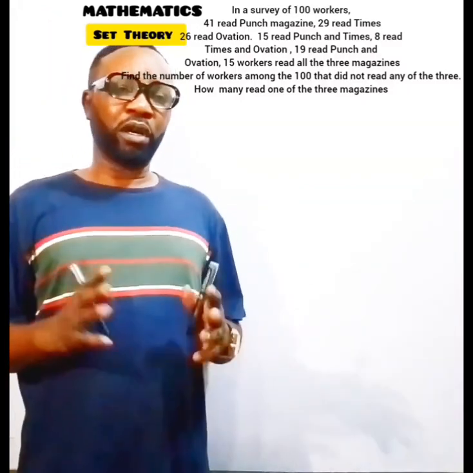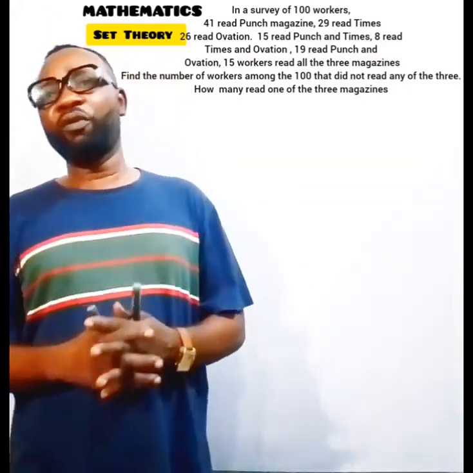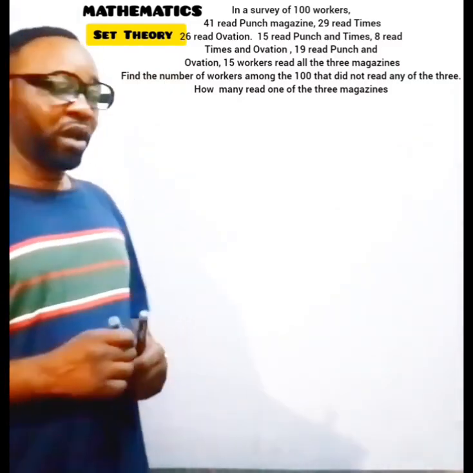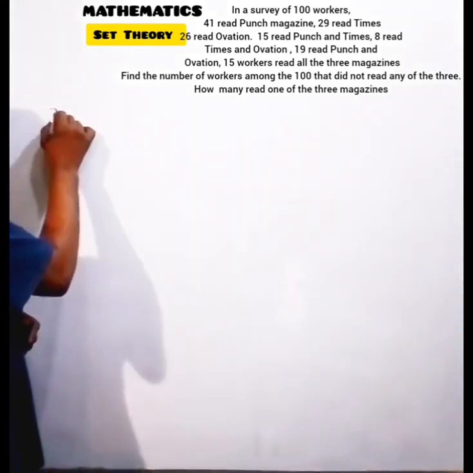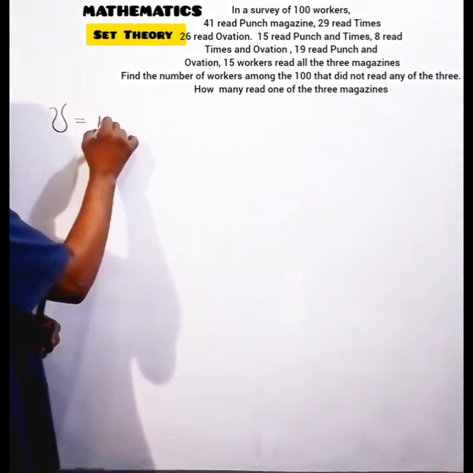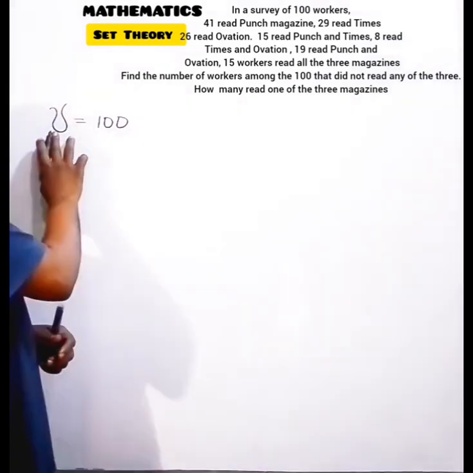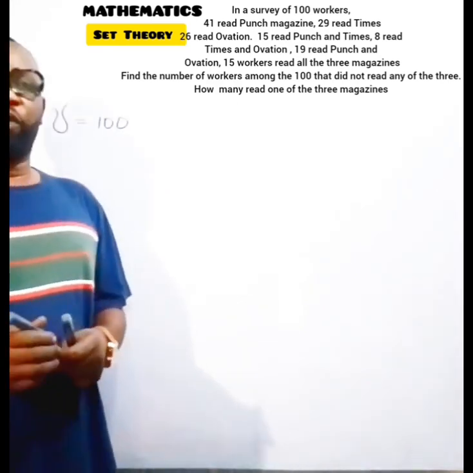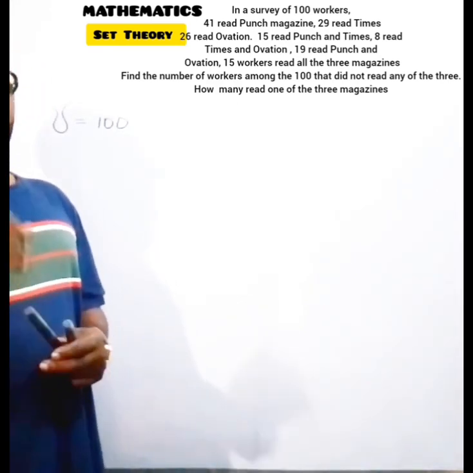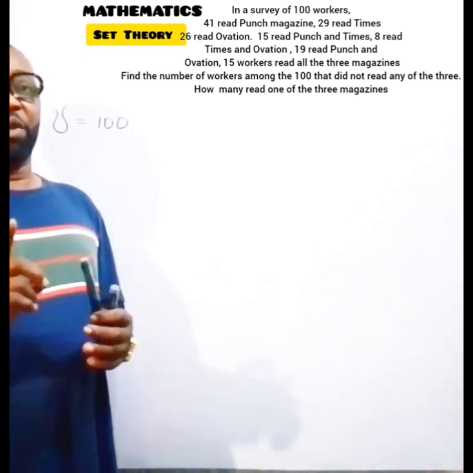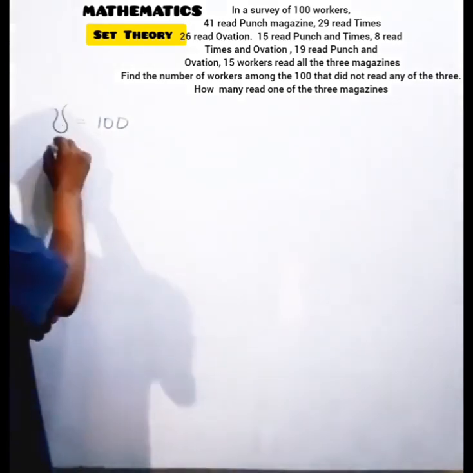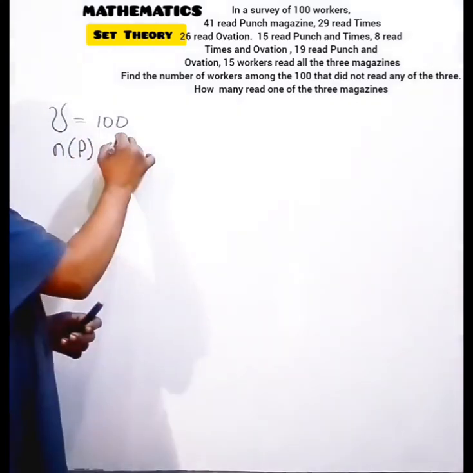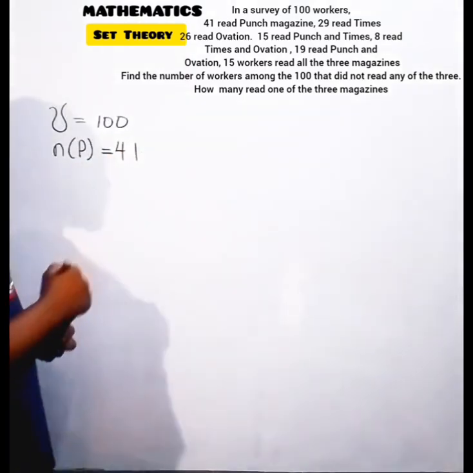Now the question we have here says, in a survey of 100 workers. That survey of 100 workers is the universal set, equal to 100. This is the symbol of the universal set. In a survey of 100 workers, 41 read Punch newspaper. I'm going to represent those that read Punch newspaper by P. So the number of P is equal to 41.